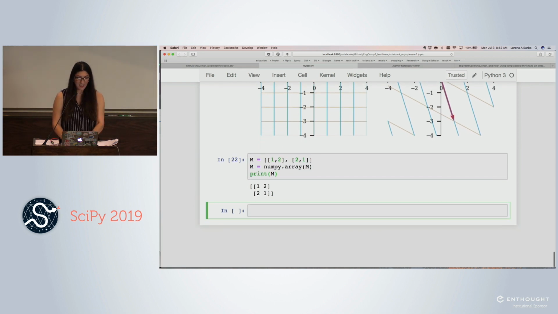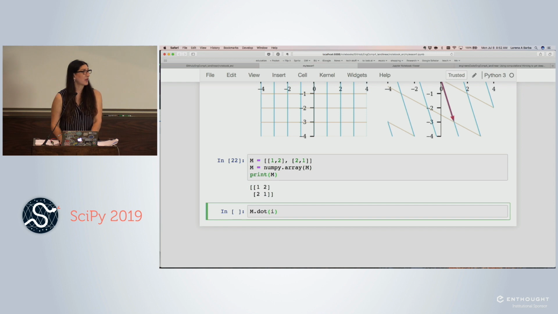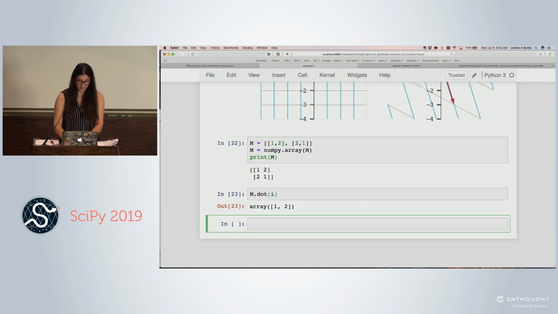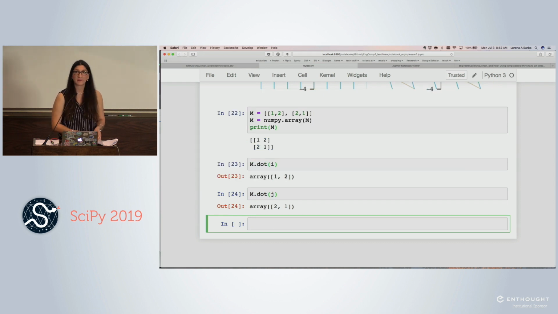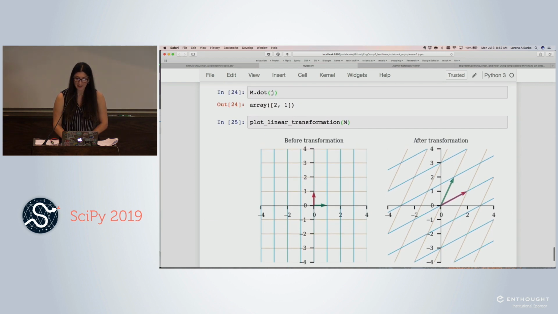That's our matrix M. If I do M dot I, you can predict what's going to happen: it's going to go to the first column of M, (1, 2). If I do M dot J, it's going to land on the second column, (2, 1). Now let's look at that linear transformation using our helper function plot linear transformation with M. You can see the vectors I and J, and on the right-hand side, the vector (1, 2), which is where I lands, and the vector (2, 1), which is where J lands.